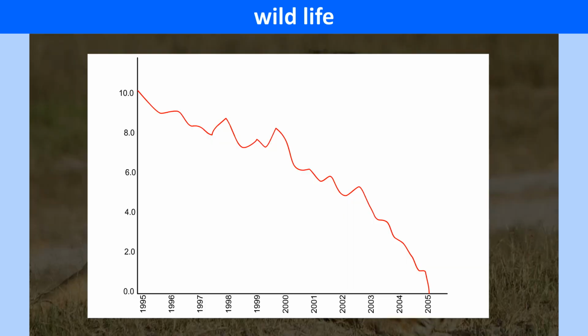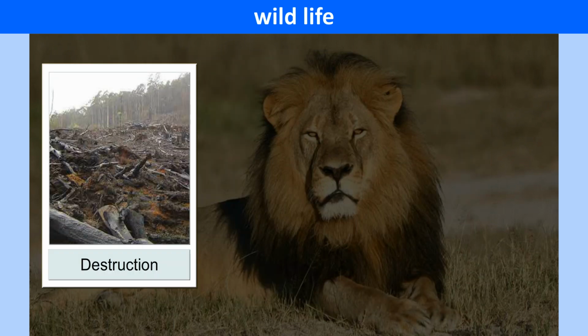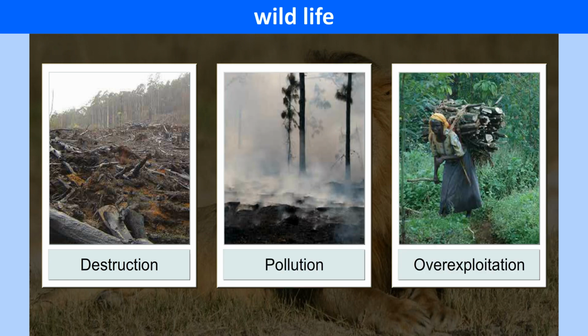According to the Living Planet study conducted by WWF, Worldwide Fund for Nature. From 1995 to 2005, the decline in wildlife is estimated to be 10,000 times more rapid than ever. What has led to such a decline? The report has attributed the reasons to climate change, loss or destruction of natural habitat, pollution, and overexploitation of certain species, for example, in wildlife trade.